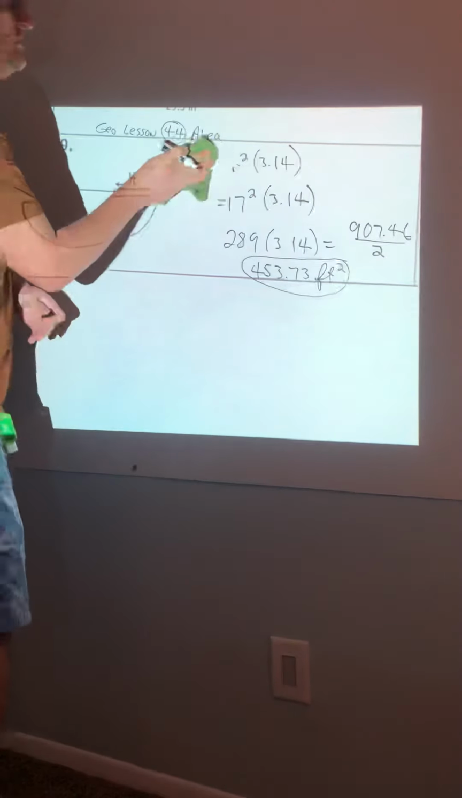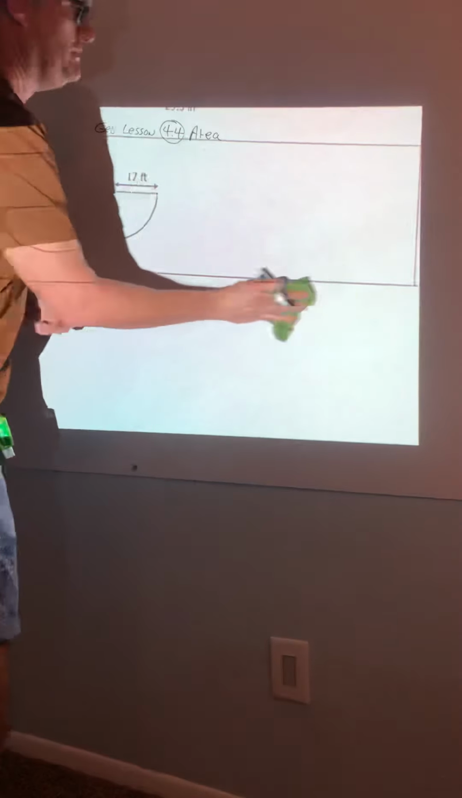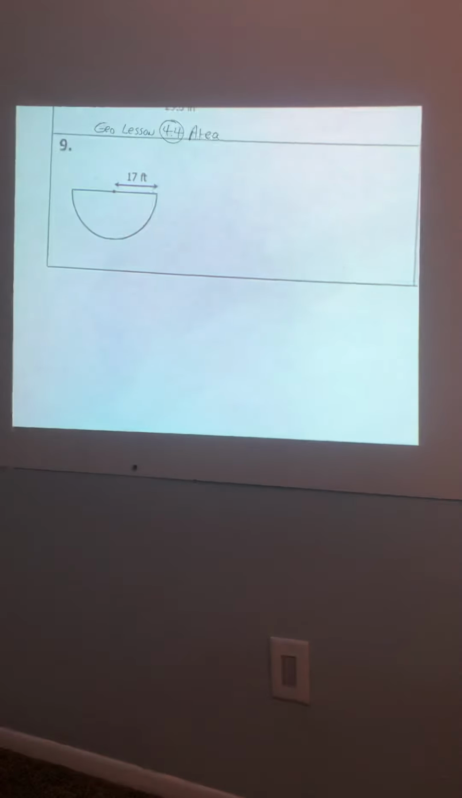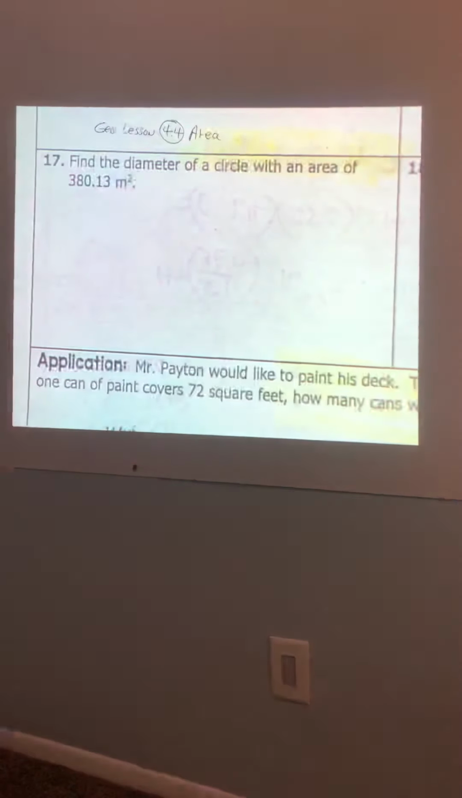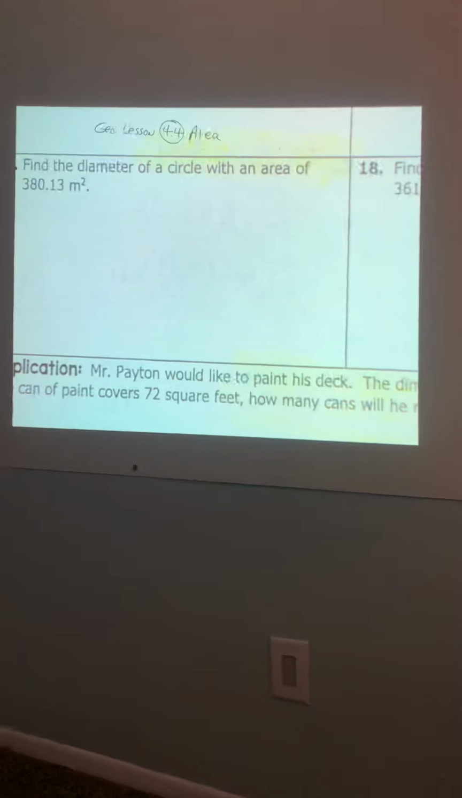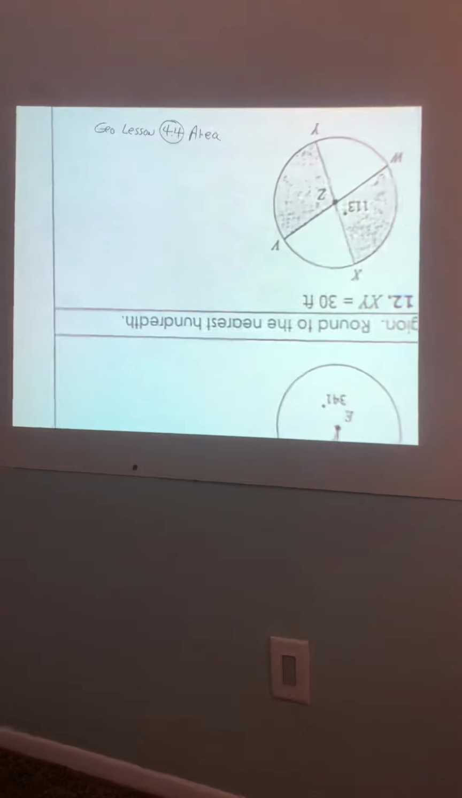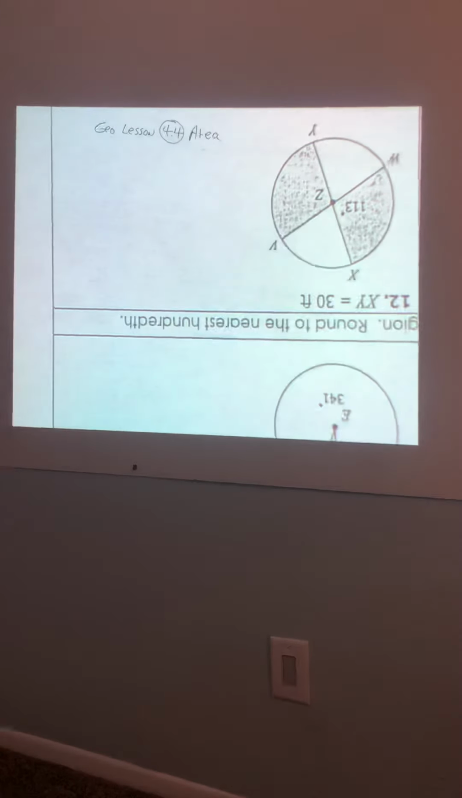All right, so let me find you another one that I thought might cause a little bit of stress. Stay with me. Yes, it's a word problem. So let's try one like number 17. This is on page 3. It says find the diameter of a circle with an area of 380.13.